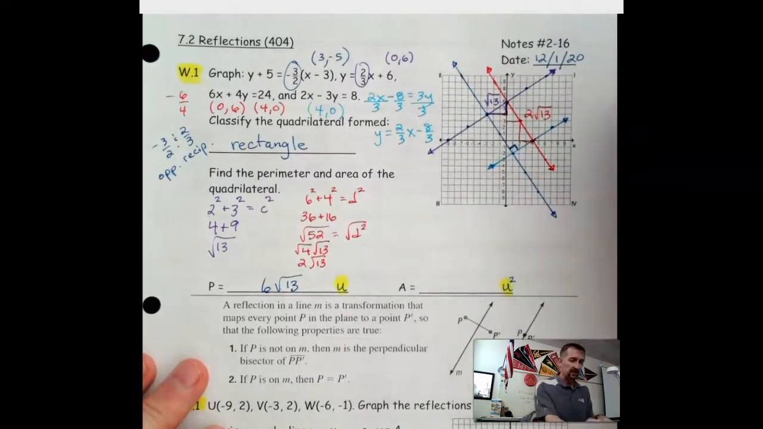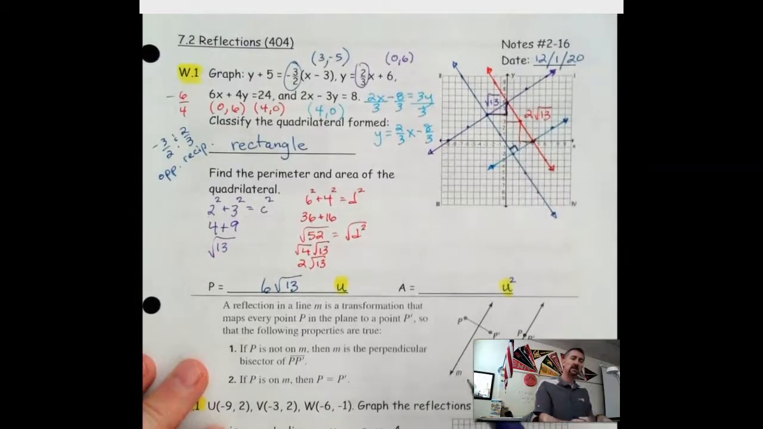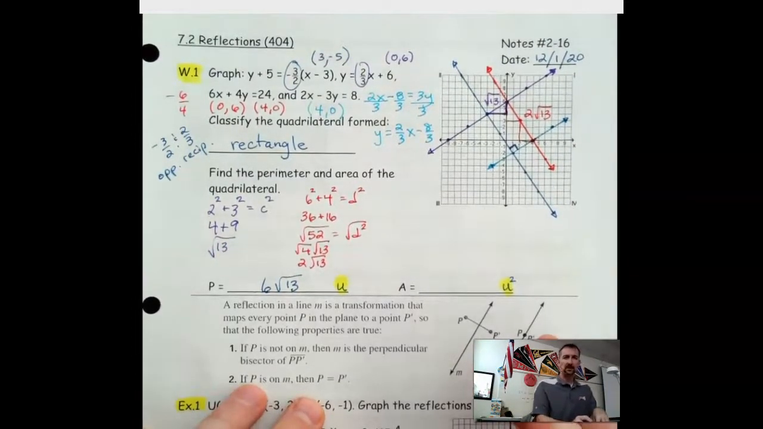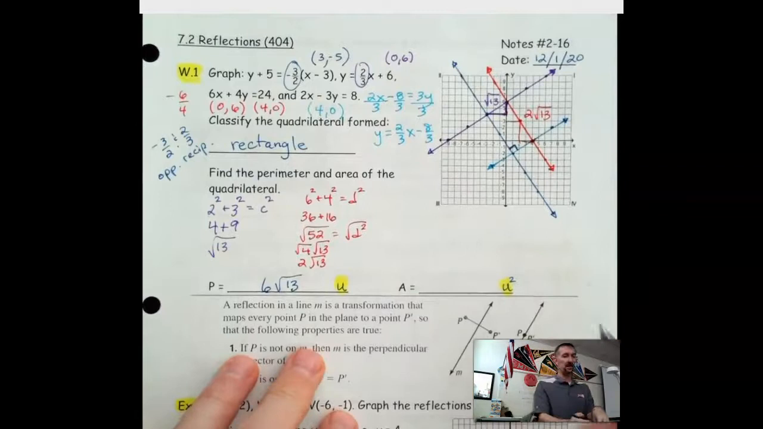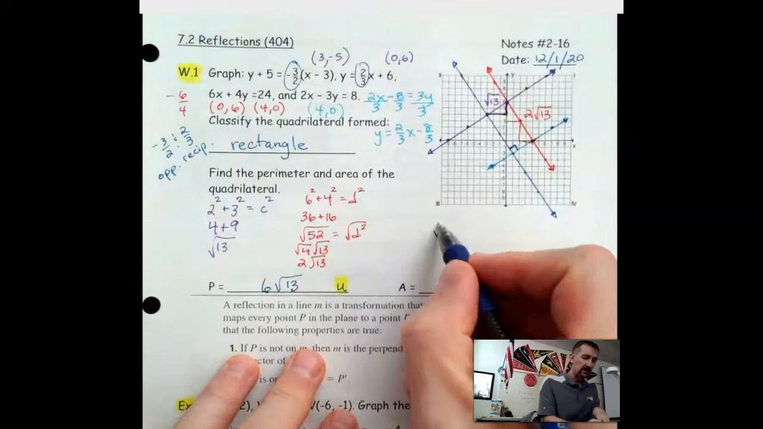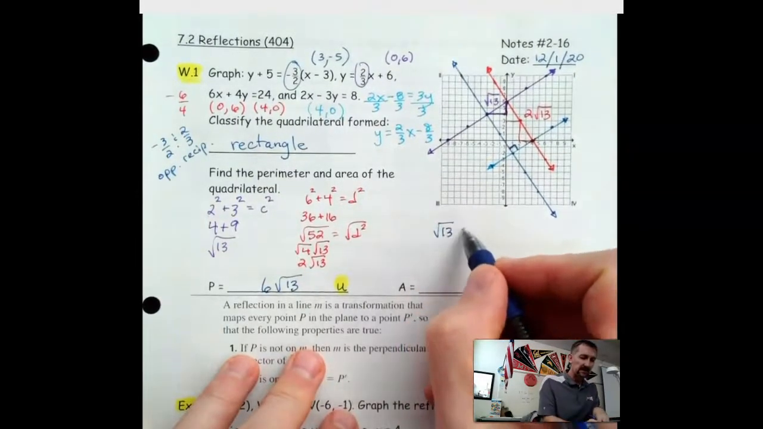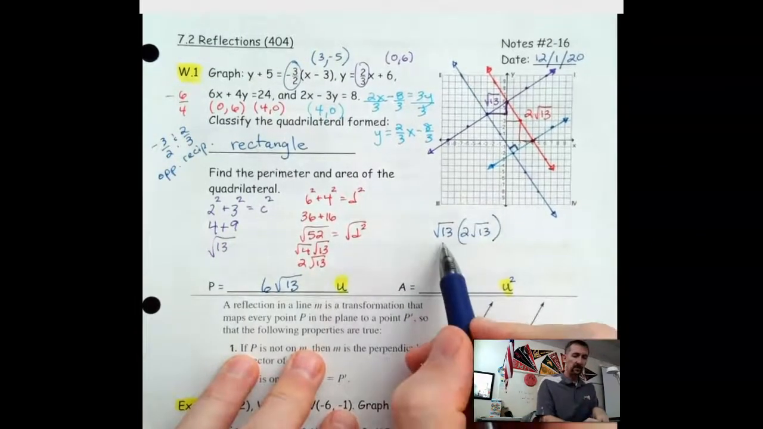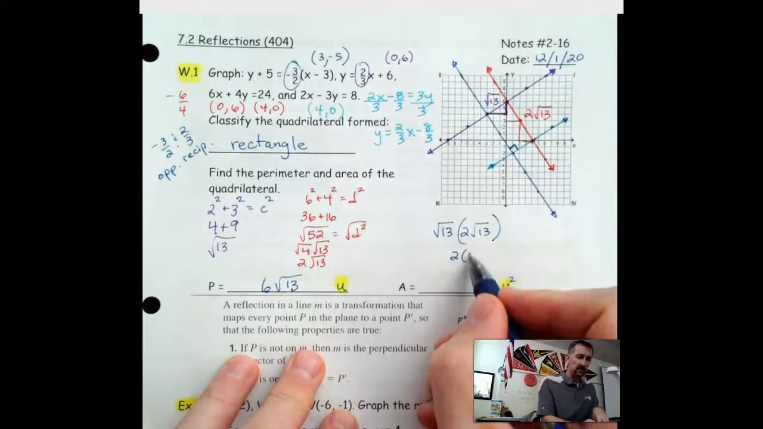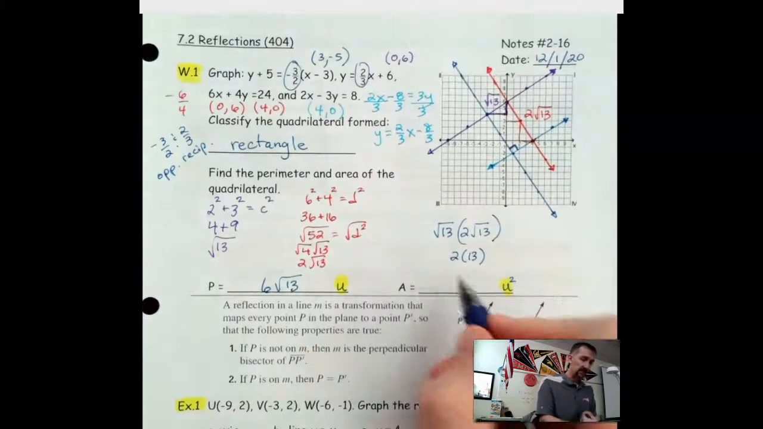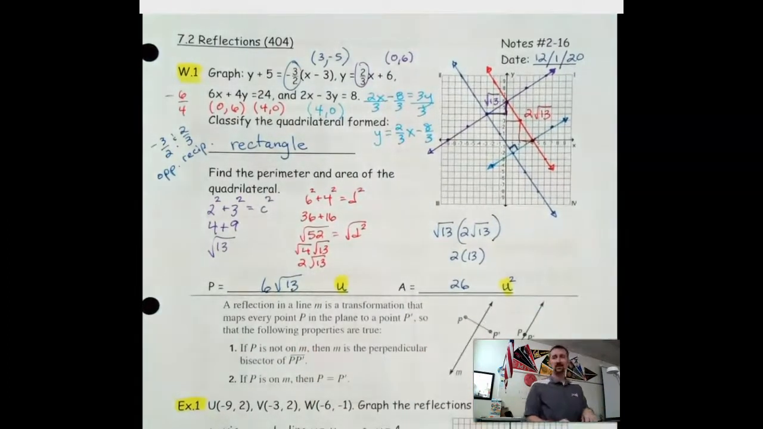Okay, now sometimes we try to chop this stuff up and cut it into triangles or rectangles, different shapes. That's not going to work very easily here, but it's a rectangle. And the area of a rectangle is the base times the height. So what we could do here is just take the base times the height. And when we multiply a radical times a radical, we just get that number, and so the area is going to be 26 units squared. All right.